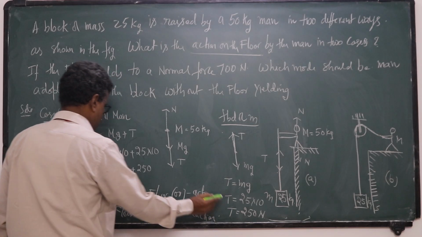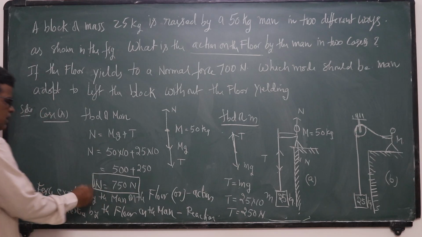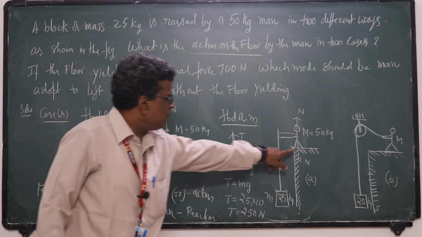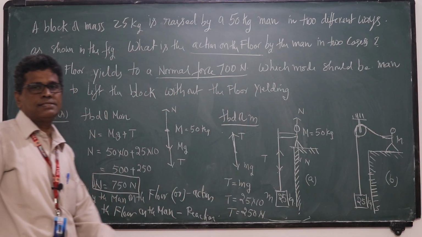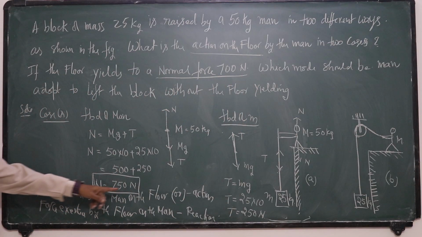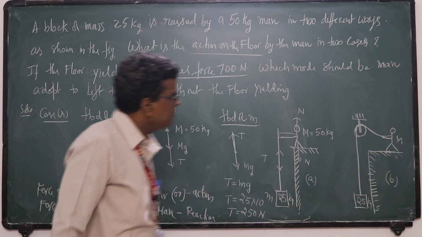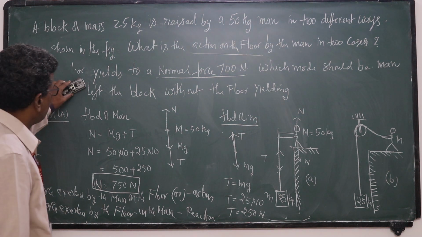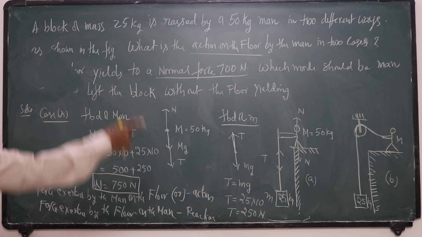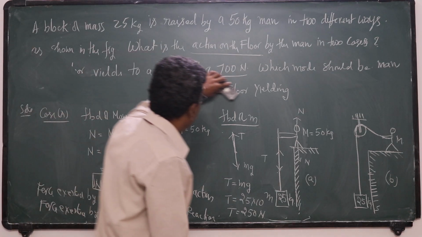Okay. So what is that? In case A, it is 750 newtons. But by applying this 750 newtons normal force, the floor yields. Okay. So by 750, this floor will yield. Okay. In this case. Now check in this case B. Okay. So what is the case B? I will draw this one. Which mode should the man lift the block without the floor yielding?